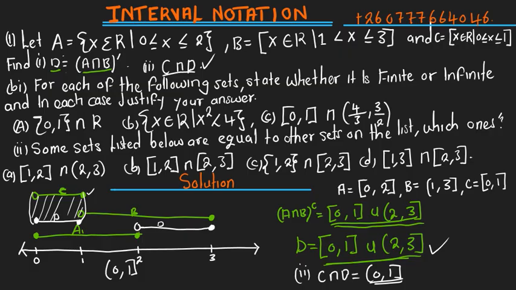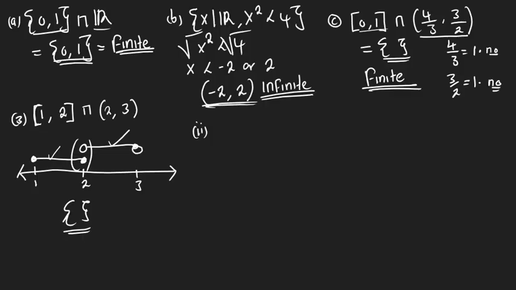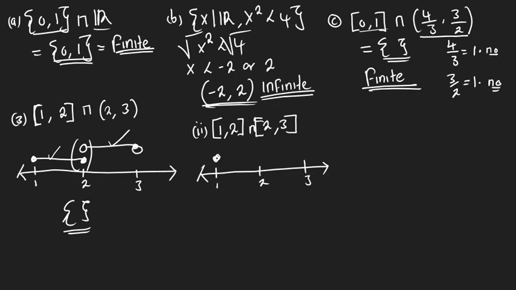We go to the second one. So we're going to plot the real line, put a 1 there, a 2 there, a 3. The first one is a closed circle here and a closed circle there. The second one is a closed circle there and a closed circle there. The two are intersecting here.